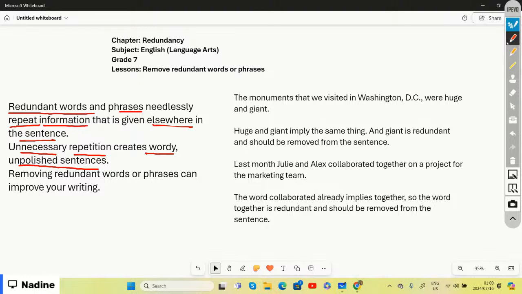So when it comes to redundant words and repeating certain information, remember we said that unnecessary repetition creates a lengthy, wordy type of sentence that is unpolished. And if we remove certain redundant words or phrases within a sentence, then it can improve your writing.